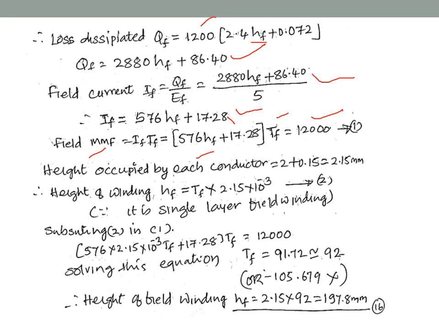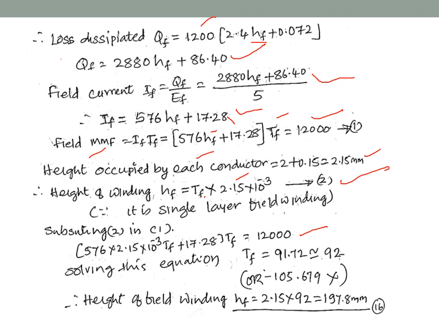Okay. So now height occupied by each conductor is 2 into 0.15, this is in mm. So now height of the winding HF is equal to 2.15 mm, TF number of turns multiplied by height of each conductor. Since it is single layer winding, the total height depends upon number of turns multiplied by height of each turn. So substituting this, we will get this one. HF is substituted here. So in this equation, you substitute HF.